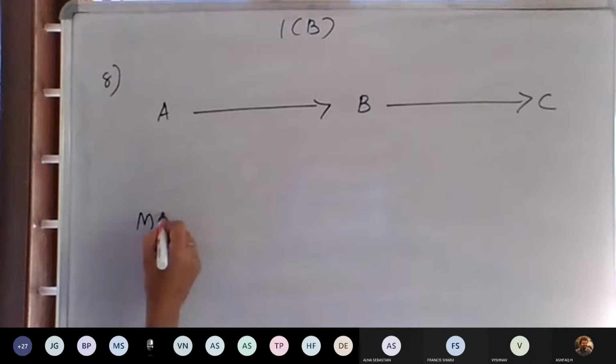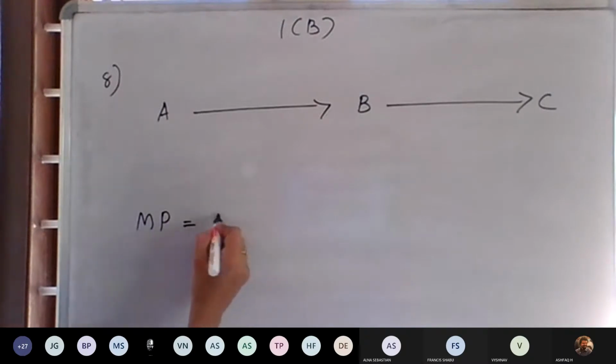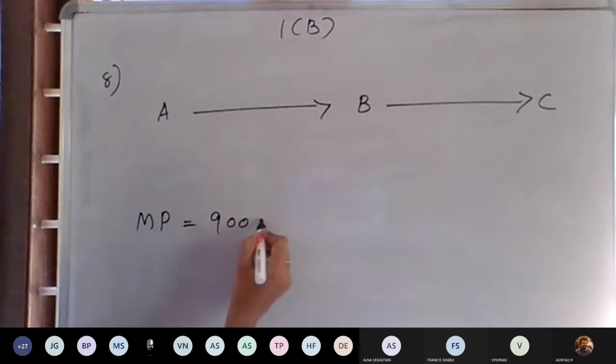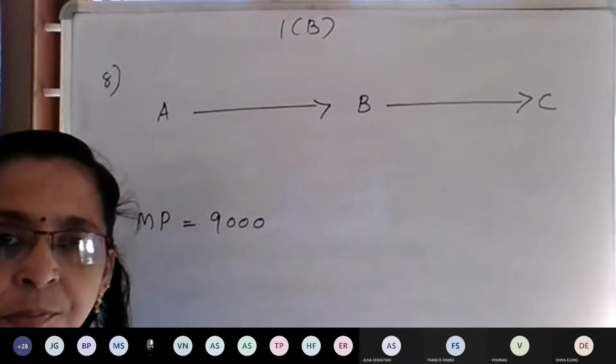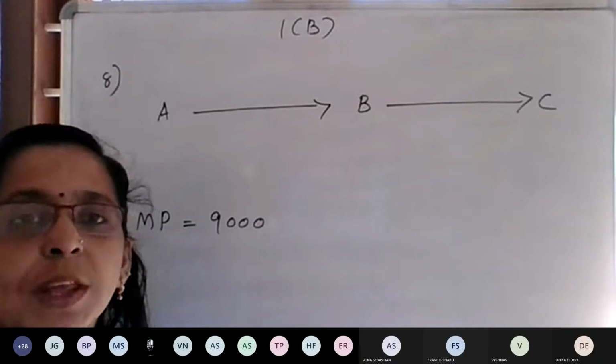For a dealer A, the list price of an article is rupees 9,000. So list price means what? Another name for list price is marked price. List price or marked price is given as rupees 9,000. Then he sells to dealer B at some lower price. So what is that? He sells to dealer B at some lower price. So what is the meaning of that? We don't know for how much amount he sells to dealer B.